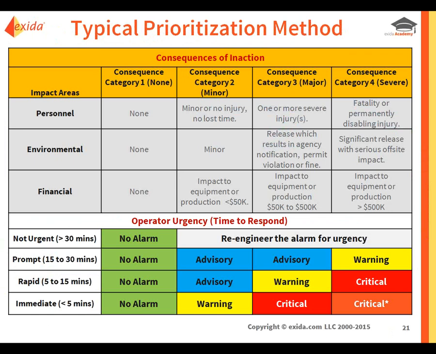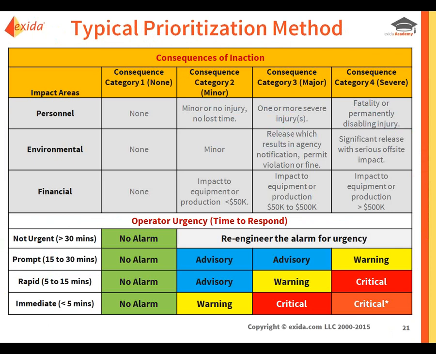A next step in the rationalization process is defining the priority of an alarm. Typically, priority is set, and the priority is what the operator relies on to know which alarm to respond to first. So it's a measure of the relative criticality of one alarm judged against another.